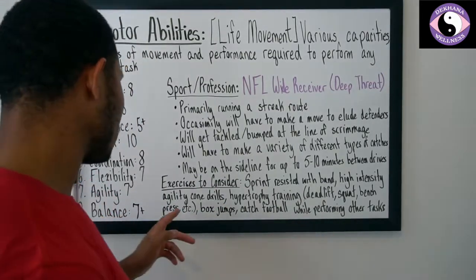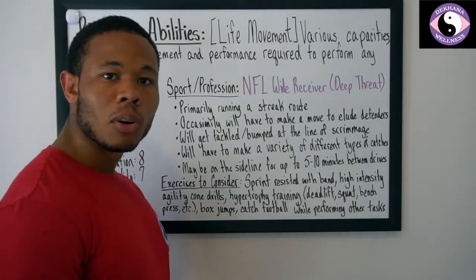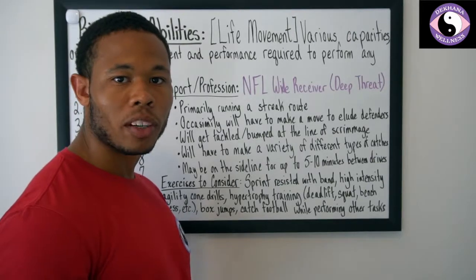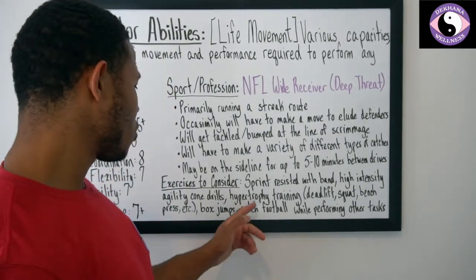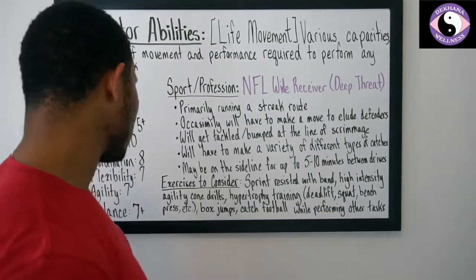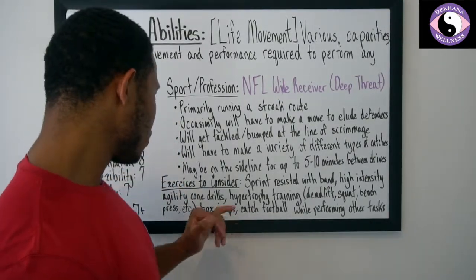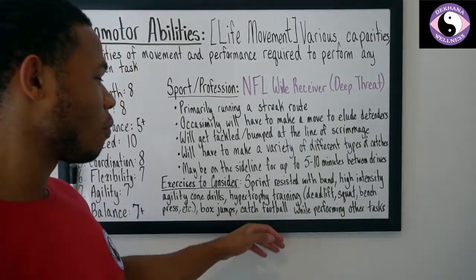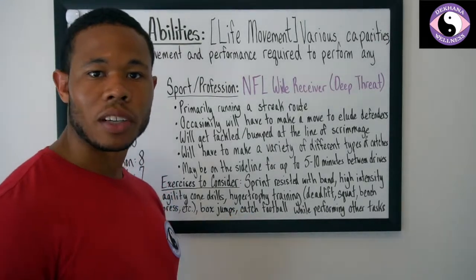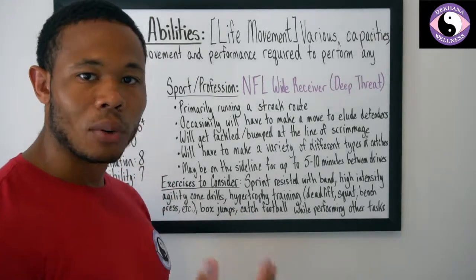Higher intensity agility cone drill, so we're working on agility, but also at a fast speed, so we're working on speed as well. Hypertrophy training, so deadlift, squat, bench press, etc. That will help with the strength and then power development. And then box jumps, again, power. Catching a football while performing a task, so coordination, hand-eye coordination.